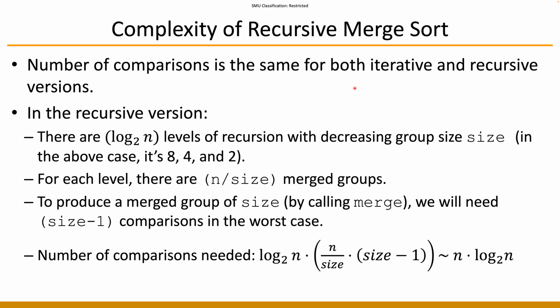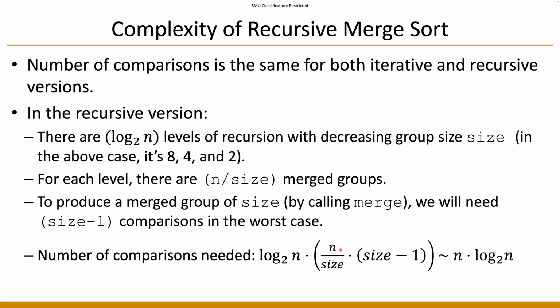So this log base 2 of n represents the number of times that you can do this division until you reach size 1. So at every level, we want to see how many groups there are, right? This size basically represents the size of the merge group, so we want to find how many merge groups there are. And then for each and every merge group of this size, if you look at the number of comparison operations experienced by the merge function, in the worst case it will be size minus one, which means that for each element, you need one comparison to insert it into the return array, except the last one. That's why you have a minus one here.